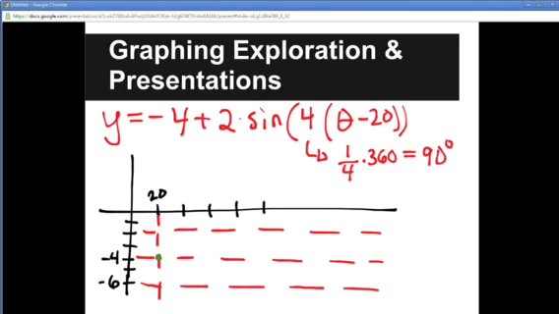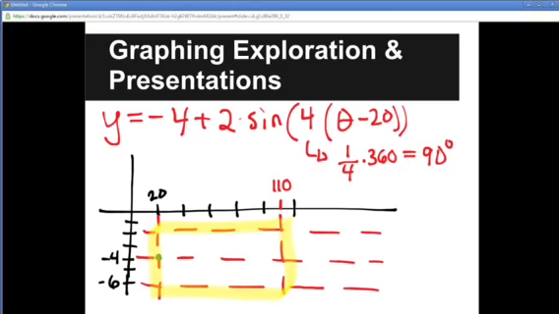Now I need to determine my period, so I use the fact that the period is 1 over my b value, which in this case is 4, times a full period, which is 360, which gives me 90 degrees. So if I go 20 plus 90 degrees, that gets me to 110. So within that yellow highlighted box is going to be one full cycle of my sine curve.